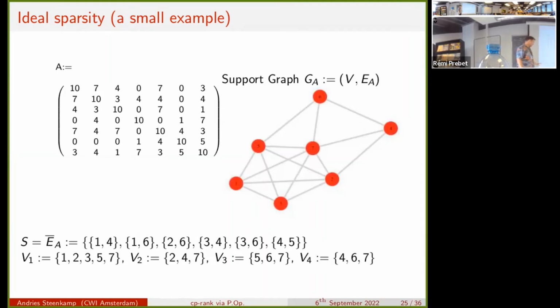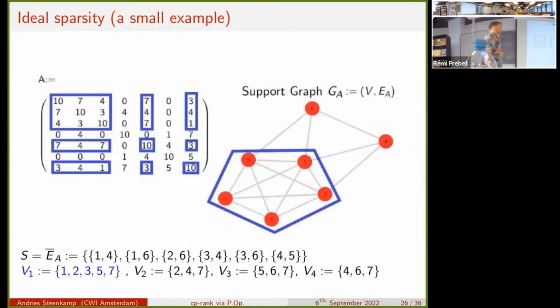And these non-edges are going to define our ideal. So that was our S from a few slides back, just the non-edges of the graph. And then our V's are exactly the maximum cliques of the support graph. Here I've highlighted the big one. So essentially, our CP factors' support has to be contained in one of these V's. It cannot be bigger than this because then obviously you have a zero entry in the matrix which shouldn't be there.